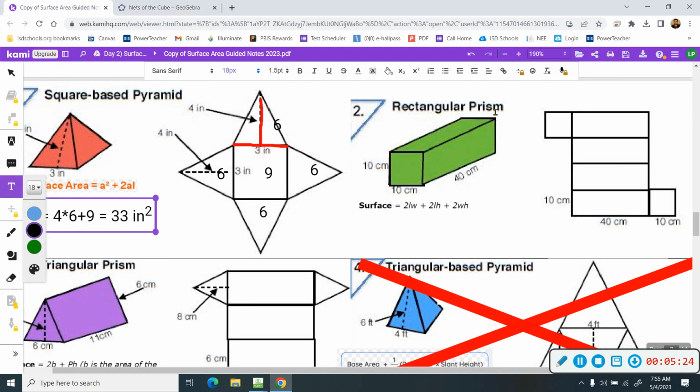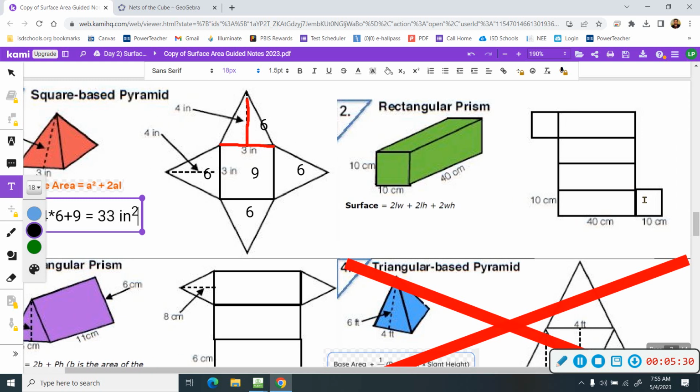So here we have front and back. Those are going to be the same. Left and right are going to be the same, top and bottom. And so looking here, I have this front, that's 10 by 10, that's 100.